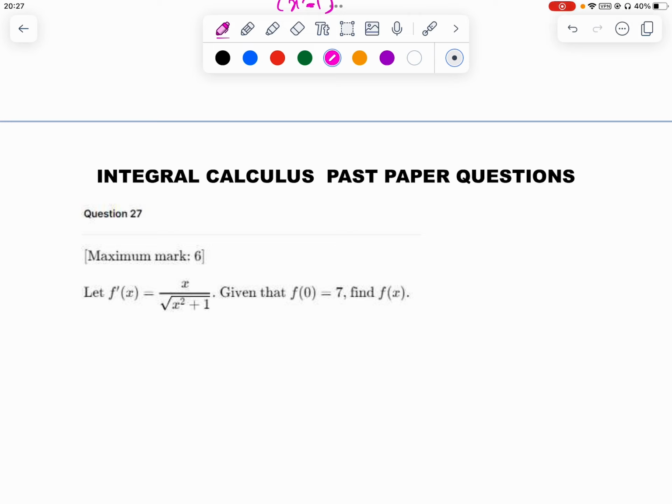So for this, what am I going to do? The integral of f prime x is going to give me f of x. So the integral of f prime x dx is nothing but the integral of x upon square root of x square plus 1 dx. So what am I going to do? You can do it by substitution.